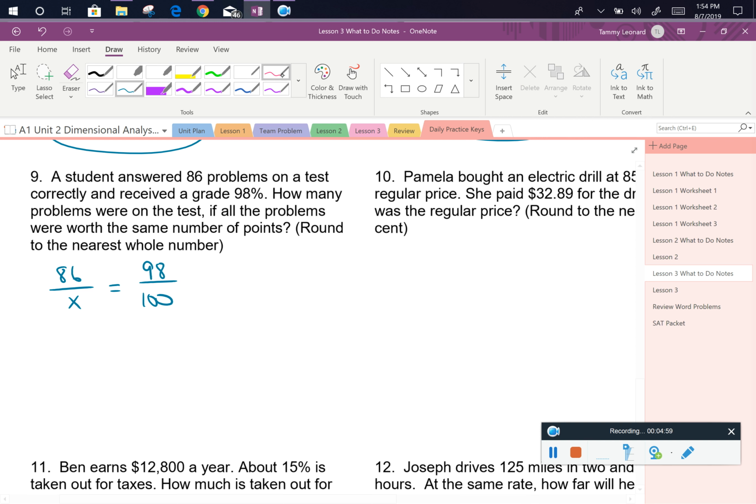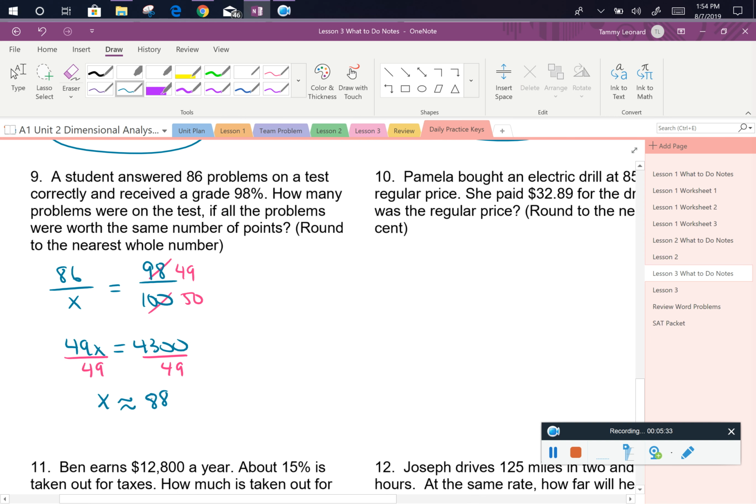The 98 and the 100 could be reduced to 49 over 50 to make our numbers a little bit smaller. So we will need to multiply the 86 by the 50. So I have 49x equals 4,300. Dividing both sides by 49, we can see that x is approximately equal to 88. It was 87.755. And since we're supposed to go to the nearest whole number, that rounds up to 88 questions.